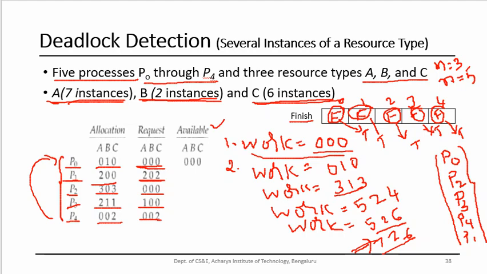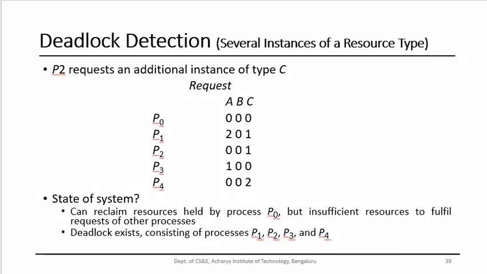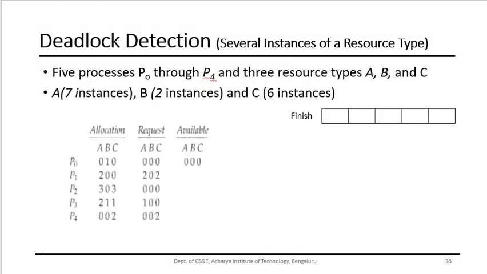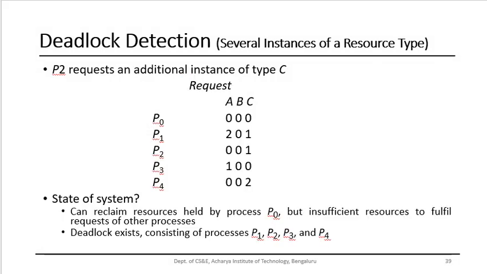Let me go to the next slide. Okay, see here it is quite simple. What I have made now is, I made P2 request an additional instance of C. So what was P2's request earlier? Let us look at that. Okay, see here, P2's request was 000. Now we have made P2 request one instance of C, so it becomes 001.